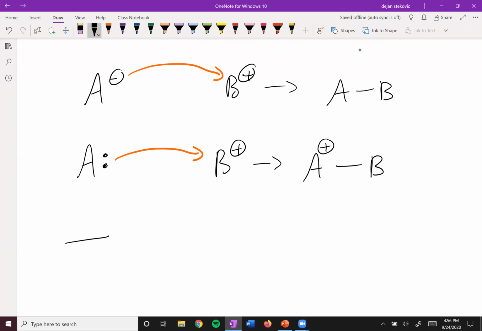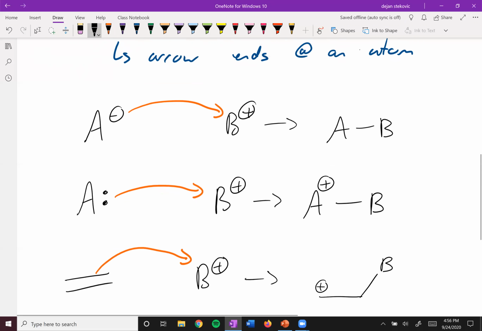Electrons can also come from bonds. So in this example, a double bond. We could have the electrons in this pi bond attack this B to form a B here. And then, of course, there must be a positive charge somewhere. So this carbon here lost electrons, so it becomes positively charged.